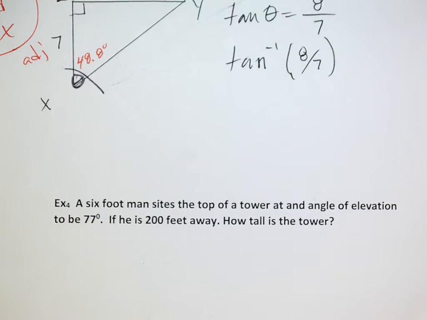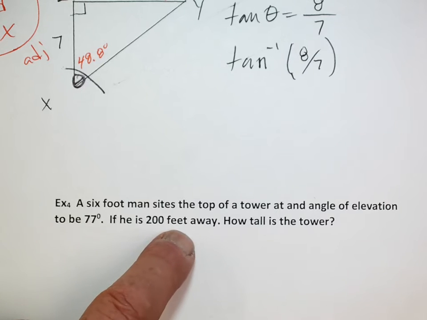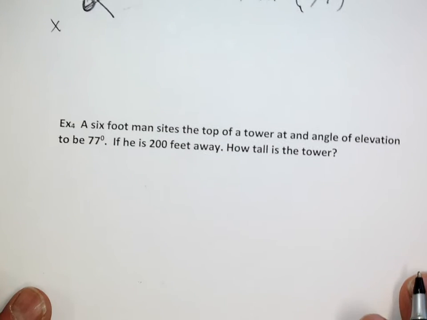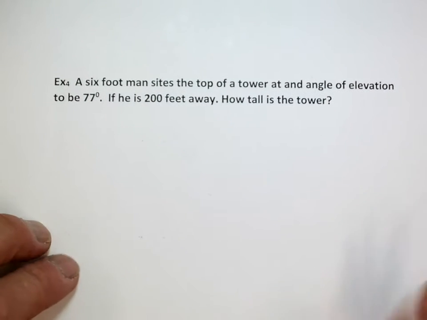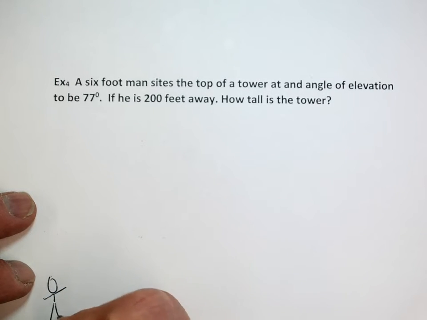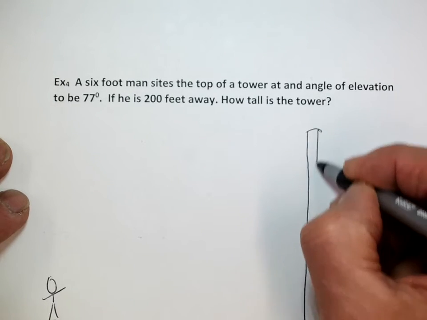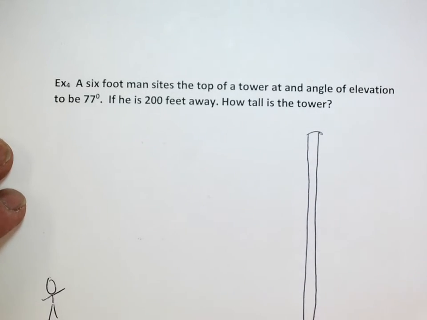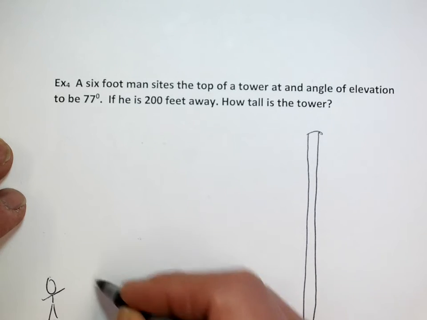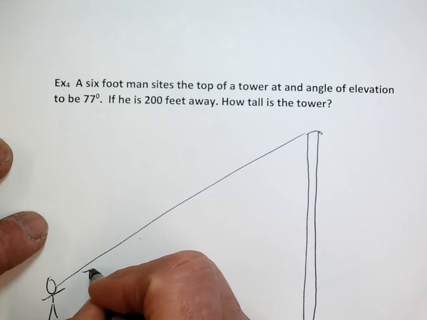Last but not least. A 6-foot man sights the top of a tower at an angle of elevation of 77 degrees. If he's 200 feet away, how tall is the tower? Well, let's draw a picture. Here's my man. He's 6 feet tall. He sees a tower. He happens to be 200 feet away. He sights it at an angle of 77 degrees.